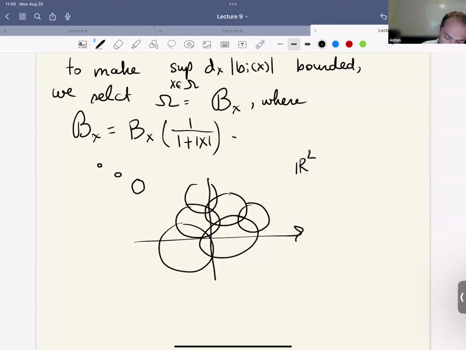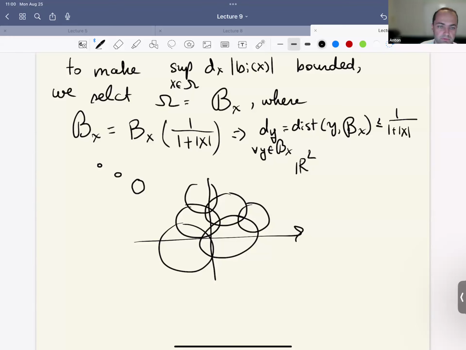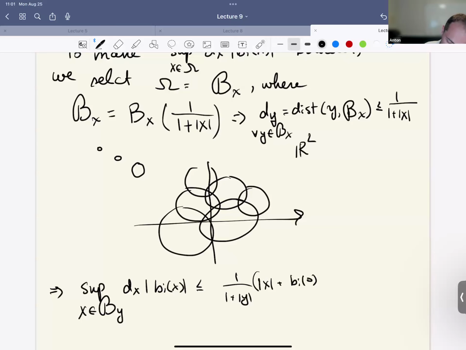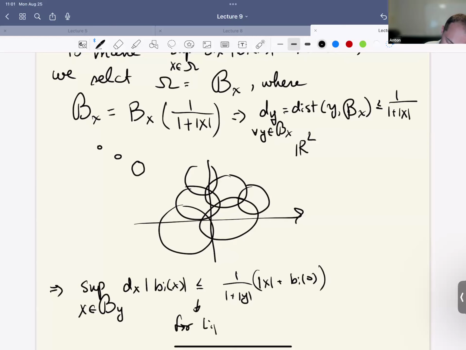And what this allows you to do is this: the distance from any point y in the ball of x is at most the radius, 1 over 1 plus the absolute value of x. Therefore, the supremum over x in this ball of the derivative norm of b_i of x is at most 1 over 1 plus the absolute value of y, times x, plus b_i of 0, for a Lipschitz drift.